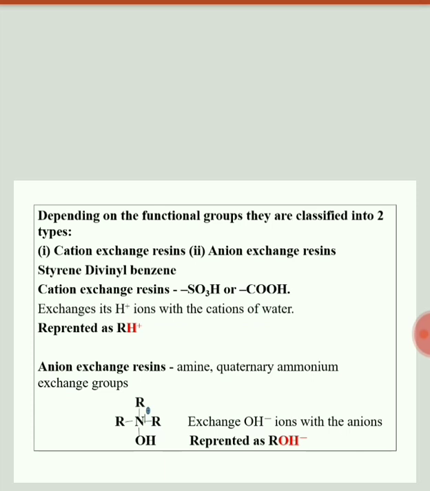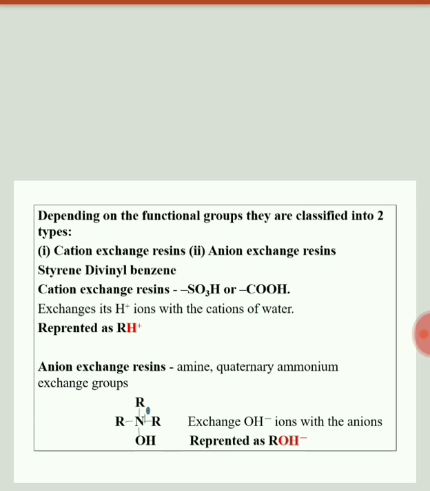Let's see about cation exchange resins. That polymer, the ion exchange polymer, having a functional group such as SO3H or COOH, is referred to as cation exchange resin. So H+, SO3-, H+, COO-. That H+ is capable of exchanging cations, that is calcium and magnesium, from the water. So cation exchange resins can be represented as RH+.